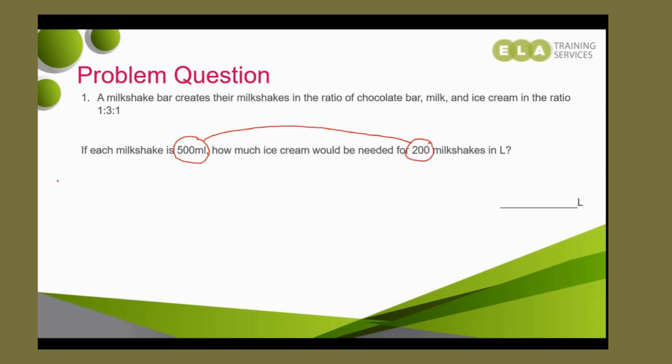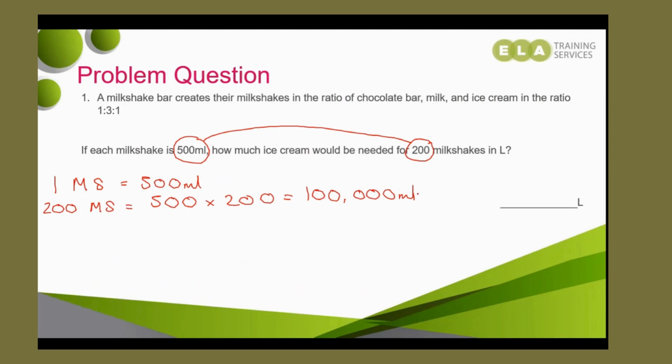So we're going to do what we did before. 1 milkshake equals 500 millilitres. So then 200 milkshakes equals 500 times 200, which tells us 500 times 200 is 100,000 millilitres of liquid, okay, not of anything. Then we need to know how much ice cream. So we're only looking now for one specific part of that ratio.